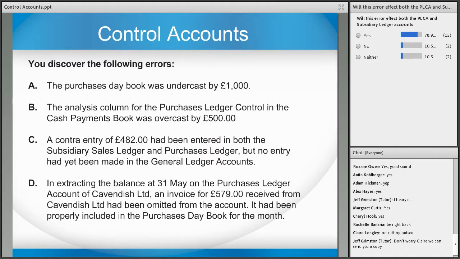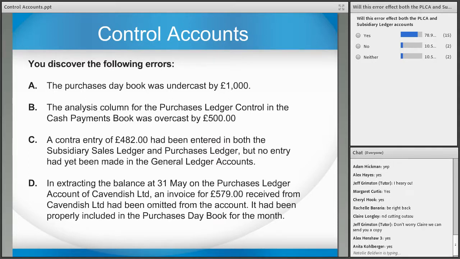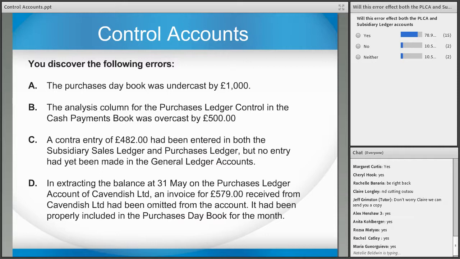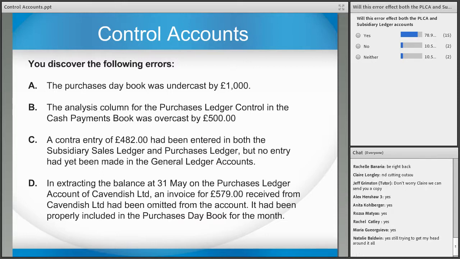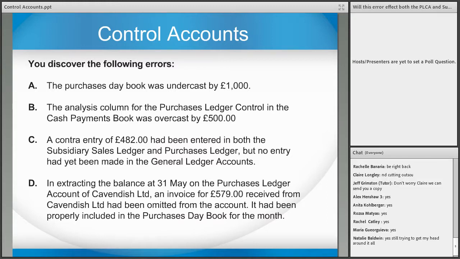Is everybody happy with that explanation? Any queries? Excellent. Right, so that one just affects the purchase ledger control account. Right, let's have a look at the second one now.